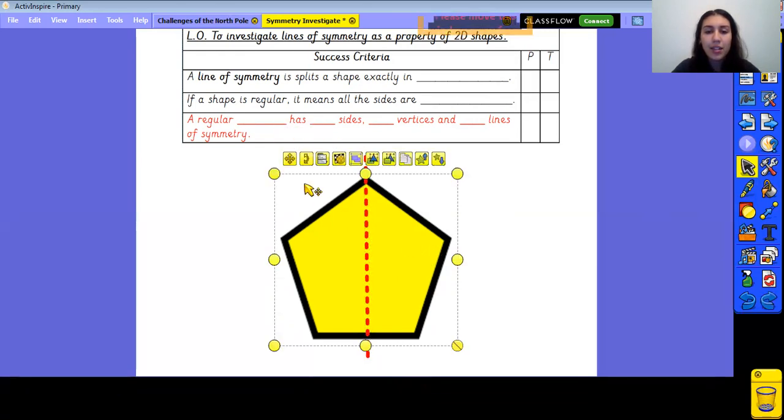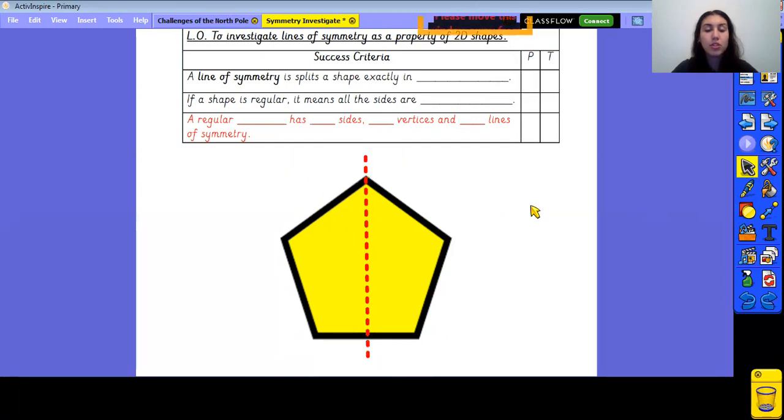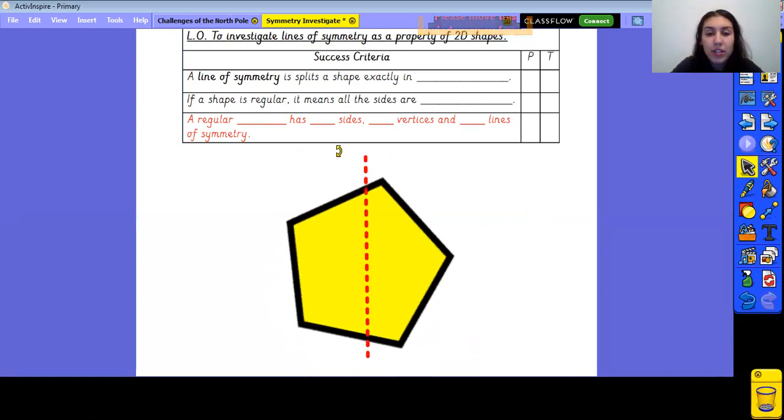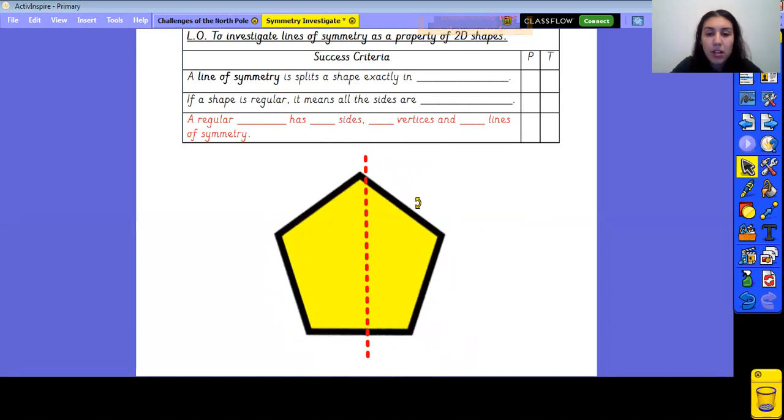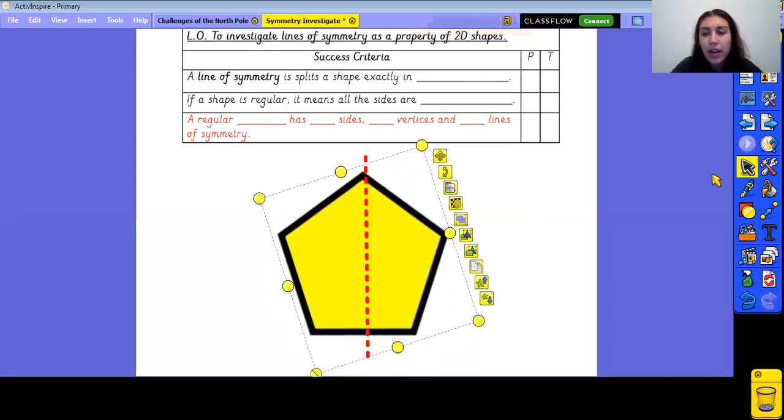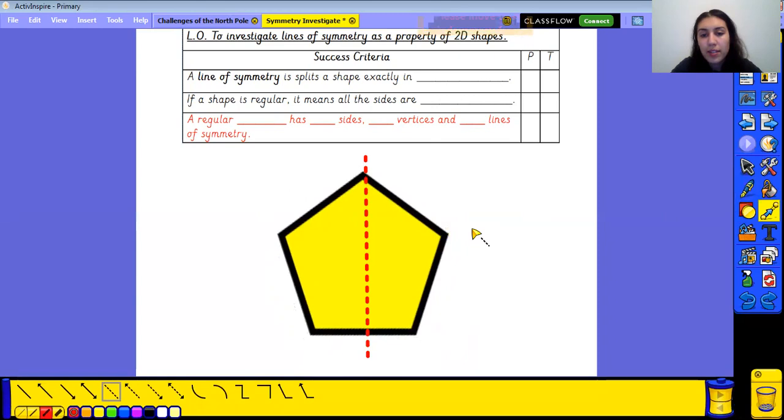Now the easiest thing to do when you're looking for lines of symmetry is to physically turn the shape around. If you're working from an iPad, that would be a really good tool for you to maybe pause the video and have a go at turning it around. Let's have a go then. So if I turn my pentagon around, well, that's also a line of symmetry. So we can see that would be a line of symmetry.